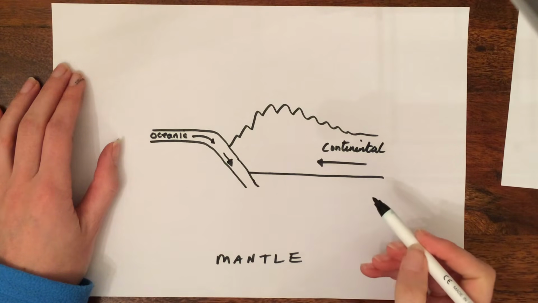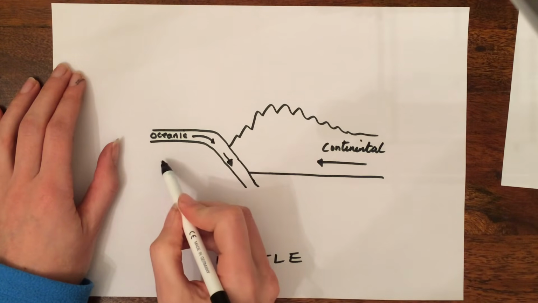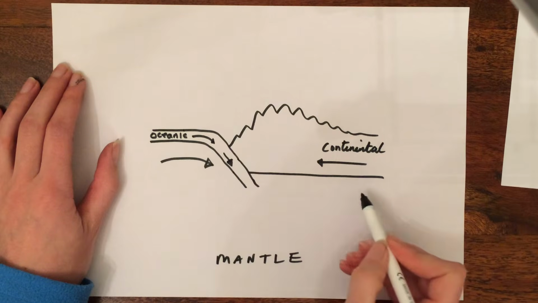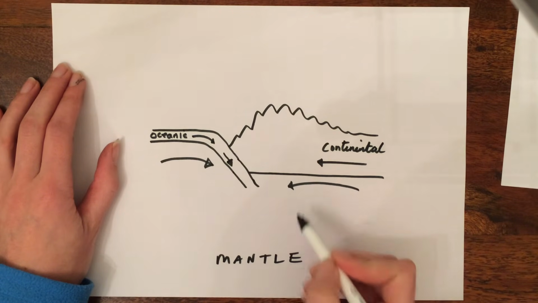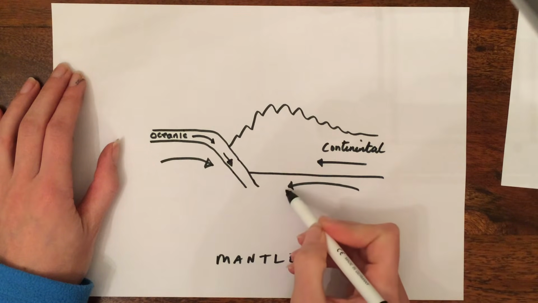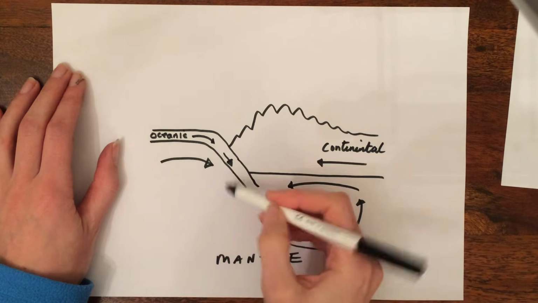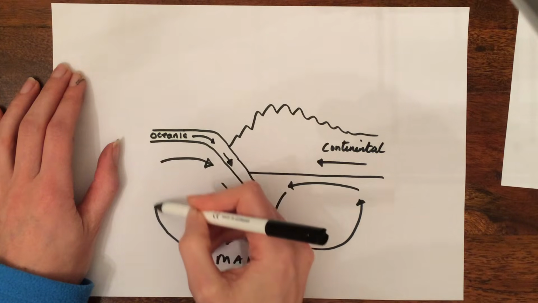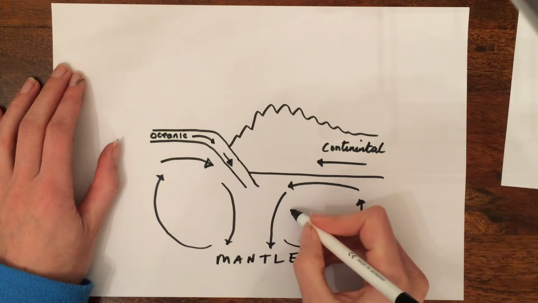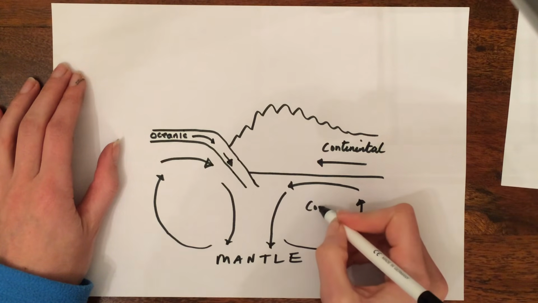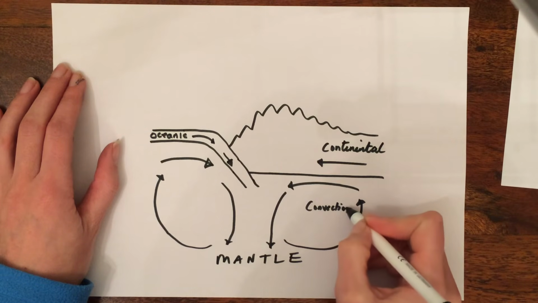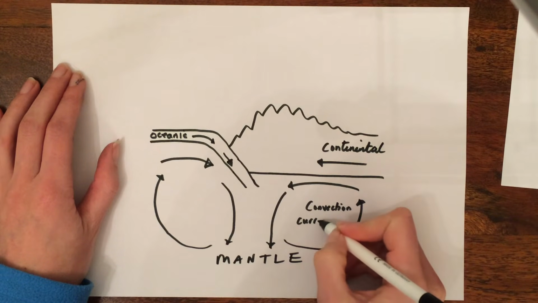And in the mantle there are convection currents. The convection currents must be moving in the same direction as the plates. Okay, so here it's going in that direction, sinking down to the core and rising back up. Here, this direction, sinking down to the core and rising back up. And you should probably label them. So convection currents.